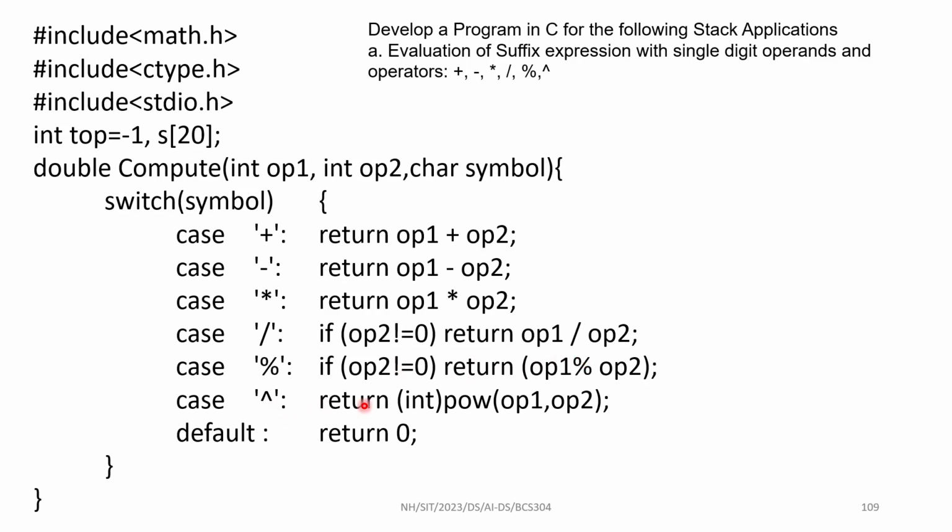Then the power symbol, exponentiation. Use the function pow, which returns a double answer. Typecast it into integer. It requires two operands, op1 and op2. Suppose your first operand is 2 and the second operand is 3. It is actually 2 into 2 into 2. The answer is 8. 8 will be returned, but 8 is in the form of double, converted into integer. For all other operations, return 0.